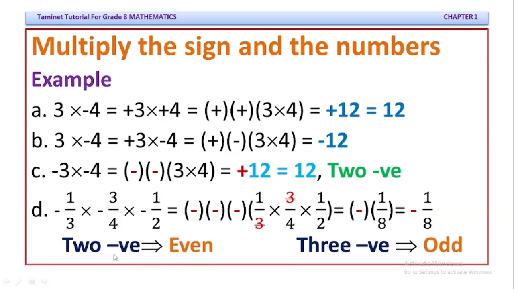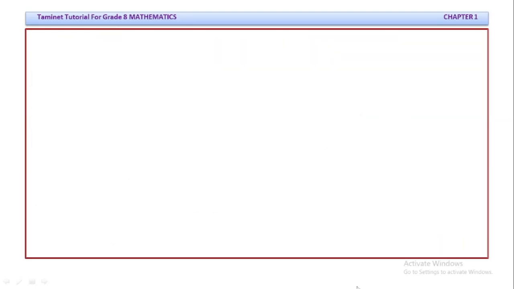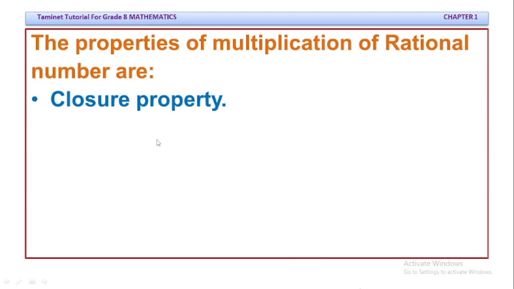Therefore, if 2 is negative, that means even, the product is always positive. If 3 is negative here, because 3 is an odd negative number, we can decide the product will be negative.